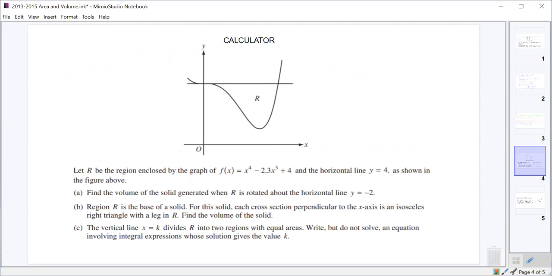So this one was a calculator question. This is the area volume one they had in 2014, so we're working our way up to the more recent ones. First thing they want us to do is find the volume of the solid generated when that region R between that quartic function and the horizontal line y equals 4 is revolved around y equals -2.